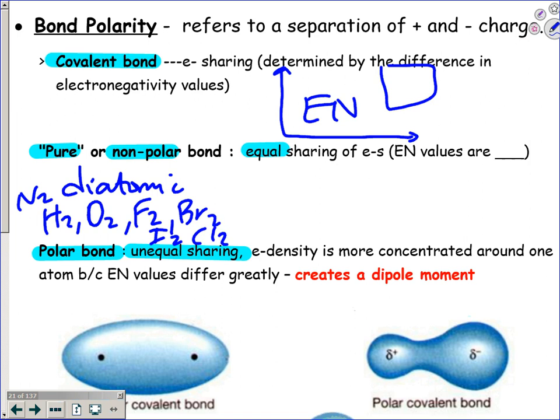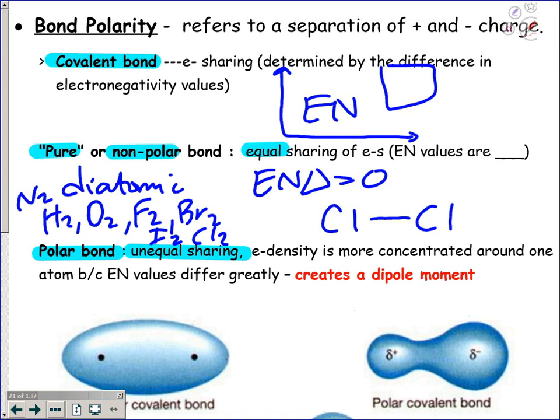Those are all the same atom, so their electronegativity differences are 0, because there's no difference in their electronegativity. So they're going to have a perfectly shared bond. Chlorine versus chlorine, how many electrons does this bond represent? 2. So if I have an electron here, an electron here, they're equally spaced, so each nucleus has an attraction for it. So anything that's diatomic will have an electronegativity difference of 0, and it will yield a nonpolar bond.